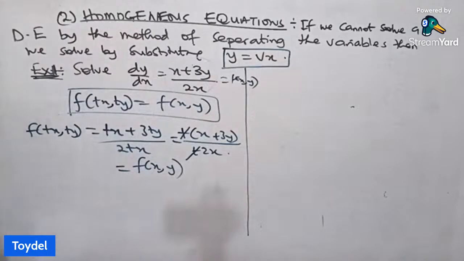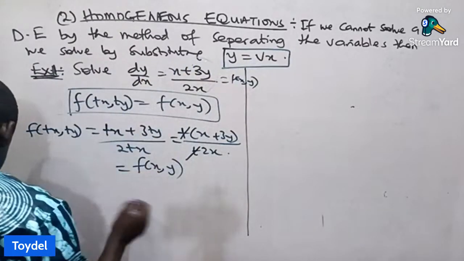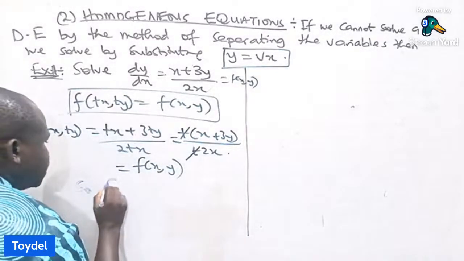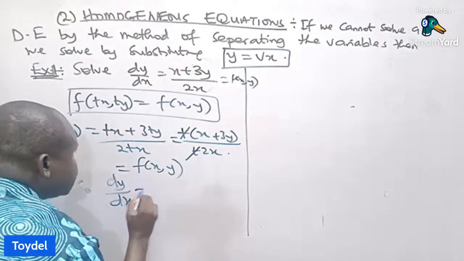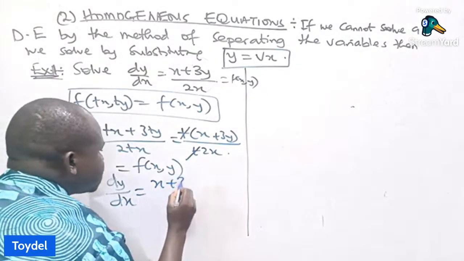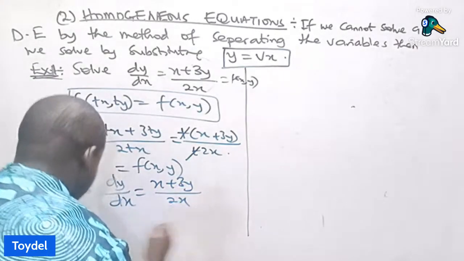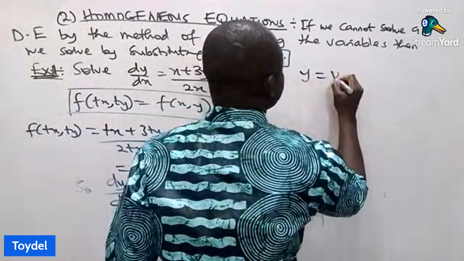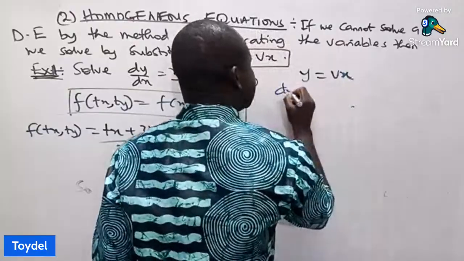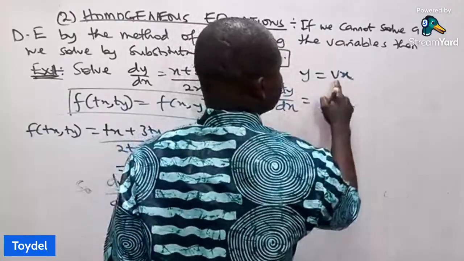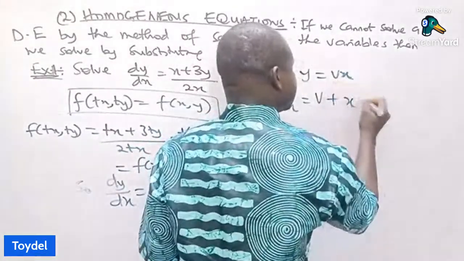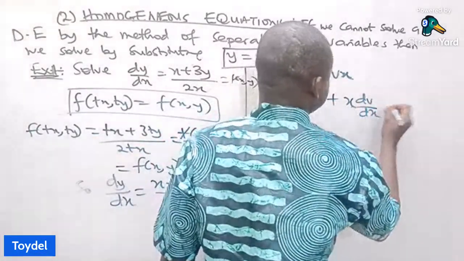That is, under homogeneous equation, we cannot solve it directly. We have to use this. So we have been able to show that dy dx will be x plus 3y all over 2x. We are sure that that equation is homogeneous. We now let y be equal to vx, so that dy dx, we can't do this directly. dy dx will be equal to, if I pick this, I will differentiate this. This is v, plus if I pick this, I will differentiate this, x dv dx.